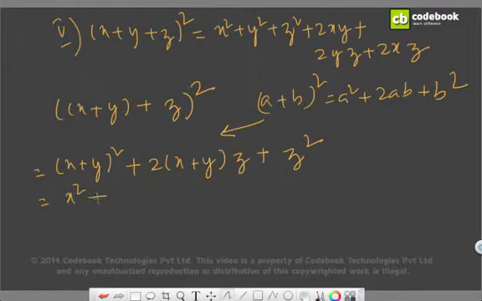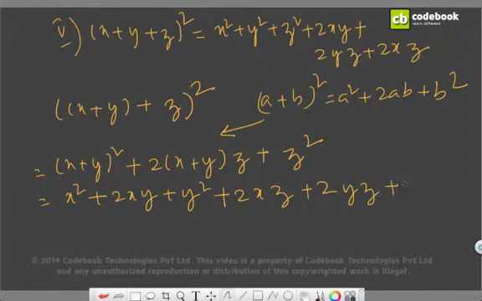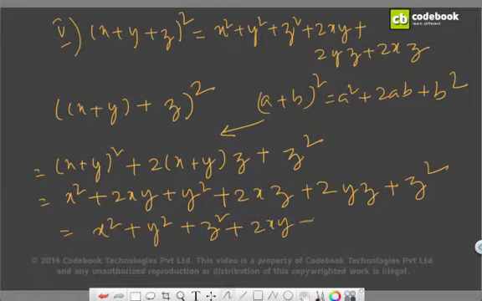So that will be x square plus 2xy plus y square, and then you multiply z with x and y in the second term. So you'll end up with 2xz plus 2yz plus z square. So if we rearrange terms, this is in the form of x square plus y square plus z square plus 2xy plus 2yz plus 2xz. So in this way, you can prove this above identity.